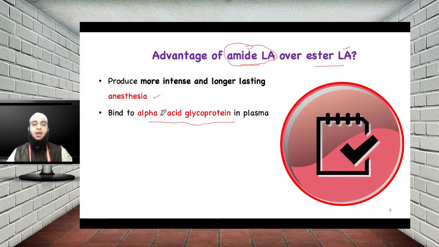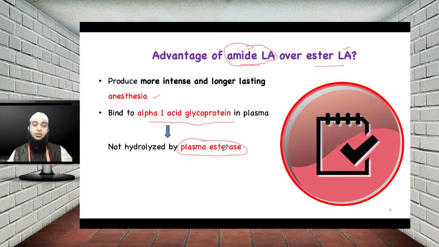Now since it binds to alpha 1 acid glycoprotein in the plasma, it is not hydrolyzed by plasma esterase because the drug is present in the bound form. Plasma esterase is the enzyme which causes the breakdown of the ester group, and it is very predominant in plasma. Since ester local anesthetics don't bind much to alpha 1 acid glycoprotein, they are freely available in the plasma, where they undergo hydrolysis in the presence of the enzyme called esterase, right?